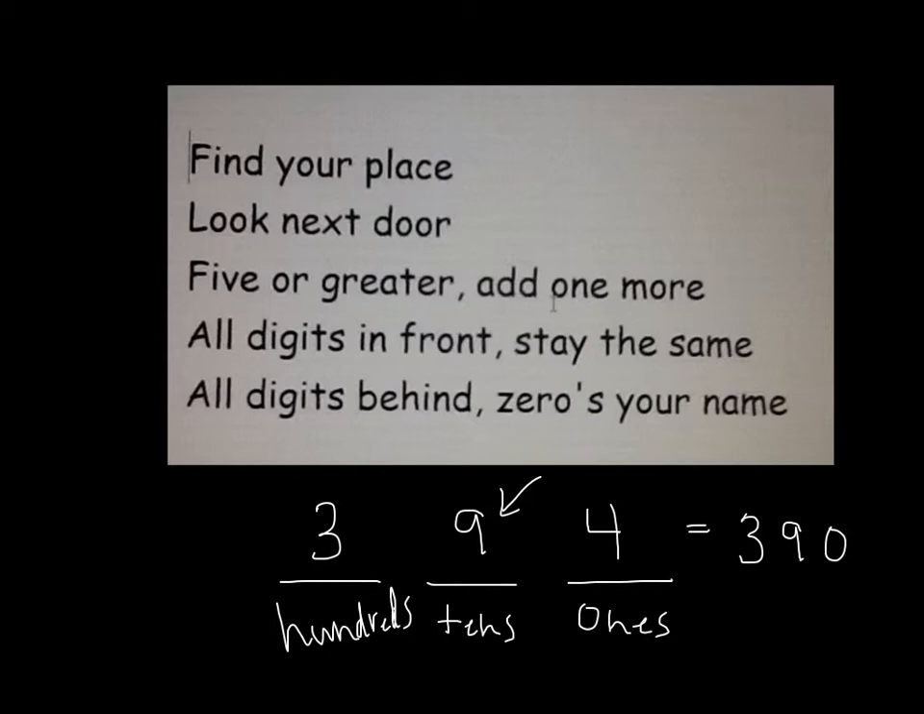So let's see. Alright, we'll write the number up at the top. So we're going to have the number 476. Round that number to the nearest 10. Go ahead and do that on your board.